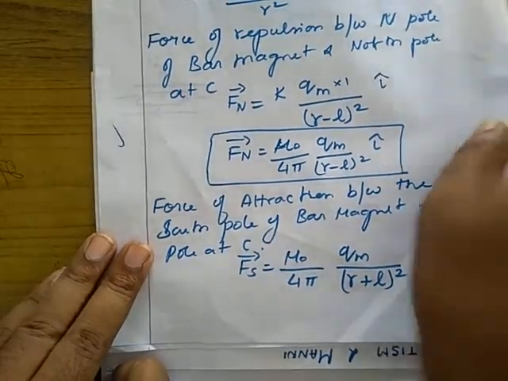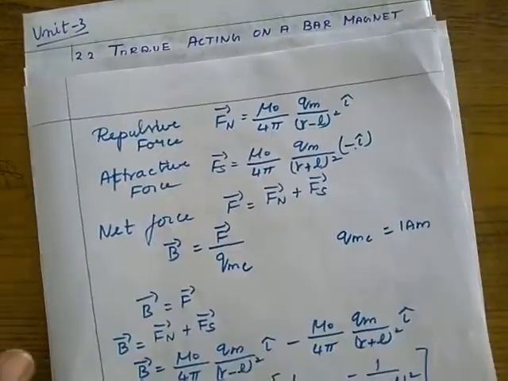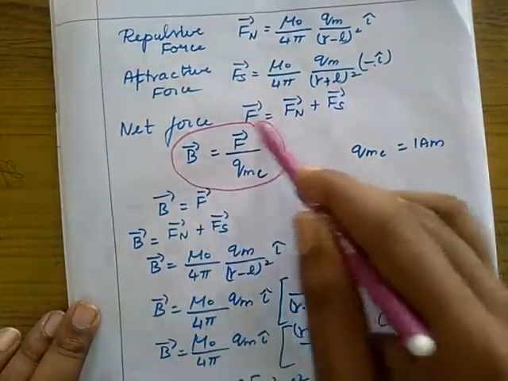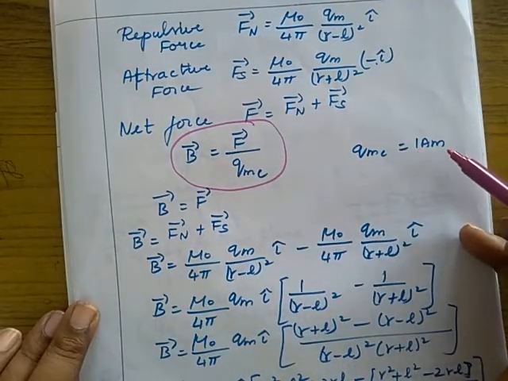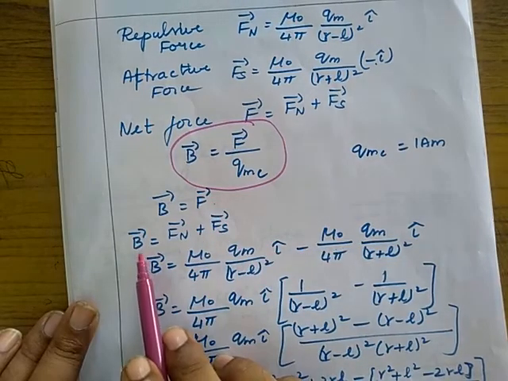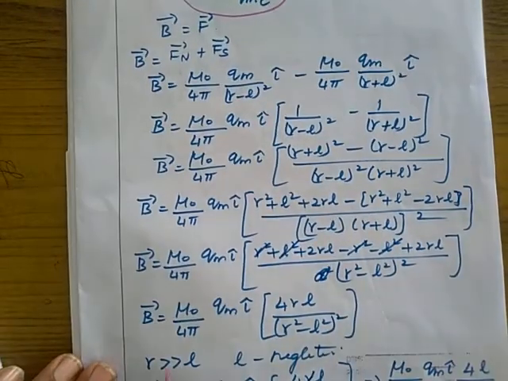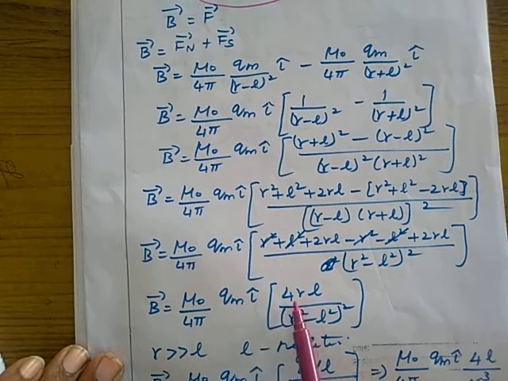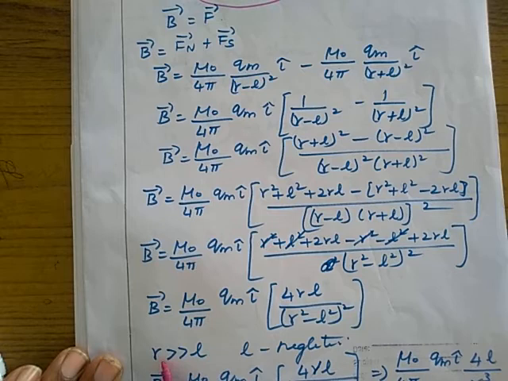We need to find the magnetic field. We know very well that the magnetic field is the force experienced by the unit pole. Here the test pole has pole strength 1 ampere meter, so B vector is equal to F vector. Then we calculate the net force, and we get this expression: B vector is equal to mu naught by 4 pi Qm I cap 4 RL by R square minus L square, whole square. Here R is greater than L.